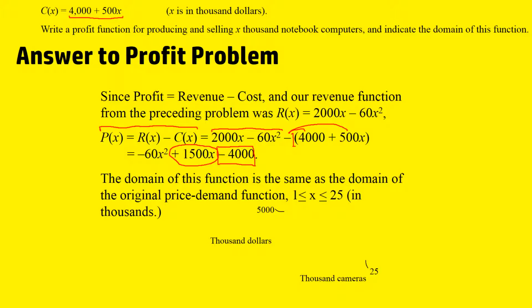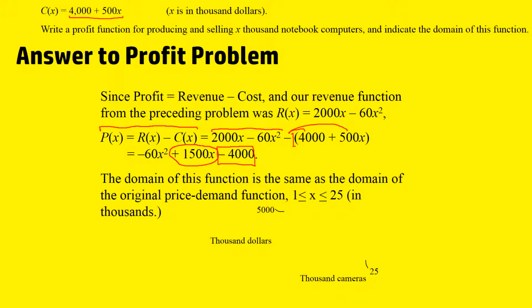Domain, set of x values that are allowed. Well, it's the same thing as in the price demand function. No more x values became allowed just because we started talking about revenue, cost, and profit. So it's still x between 1 and 25 in thousands.